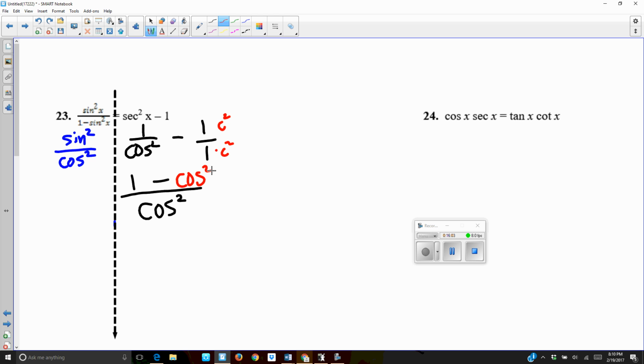So now the top becomes 1 minus cosine squared. 1 minus cosine squared, that's equivalent to sine squared over cosine squared. And that completes our proof.